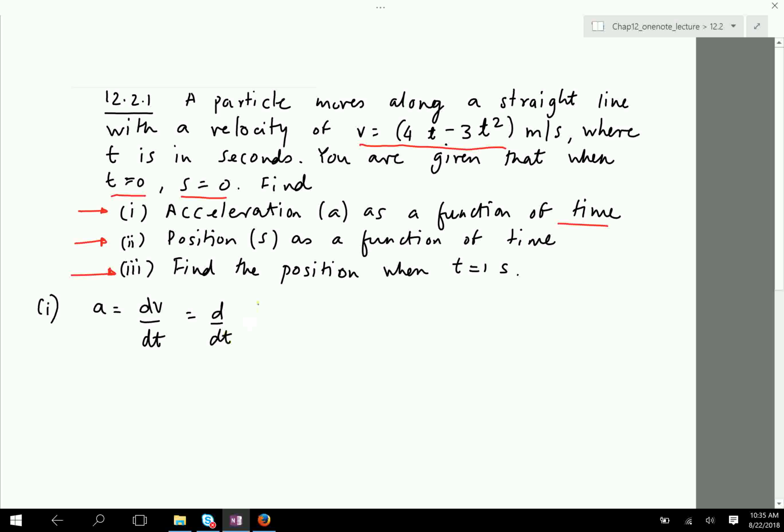It is d dt of the velocity, which is given, 4t minus 3t square. So that's going to be 4 minus, you're expected to know simple differentiation like this. You will not be given the formula. So derivative of 4t is 4. The derivative of 3t square is, well, the derivative of t square is 2t. So the answer is 4 minus 6t.